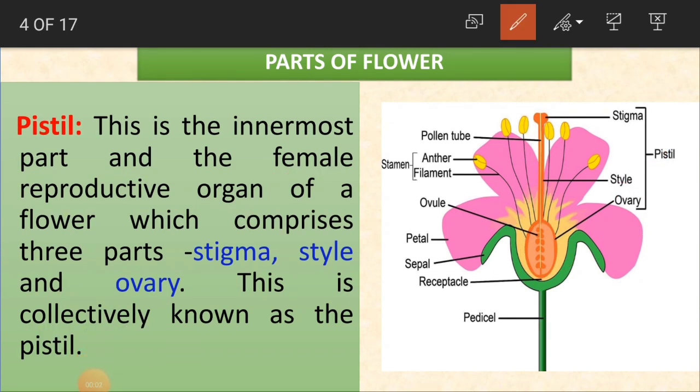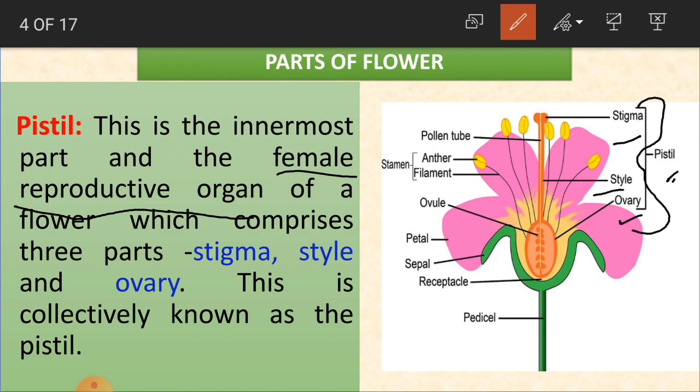Yes, children, as I said, the innermost part of the flower is called pistil, and it is the female reproductive organ. What is the pistil? It is the female reproductive organ of a flower which comprises three parts, that is stigma, style and ovary. So this pistil contains three parts. Observing, children? Yes, stigma, style and ovary.